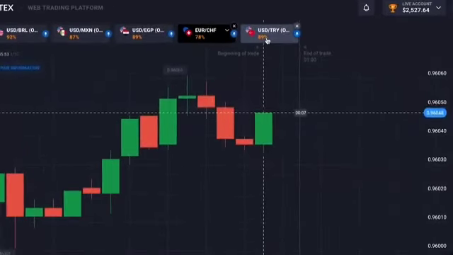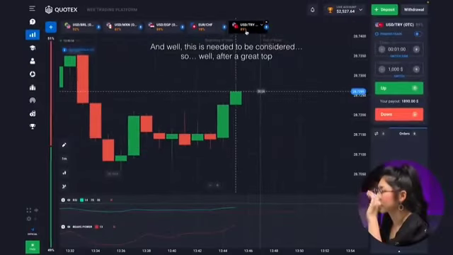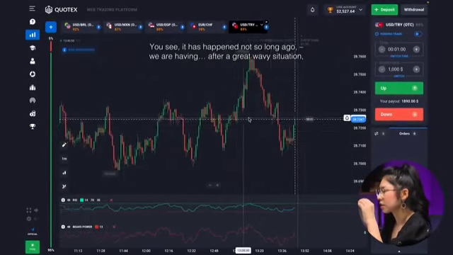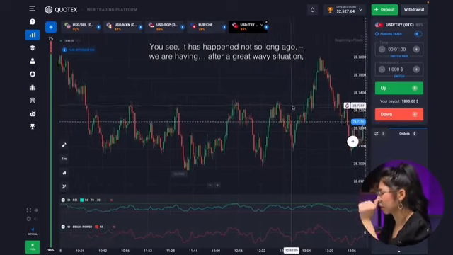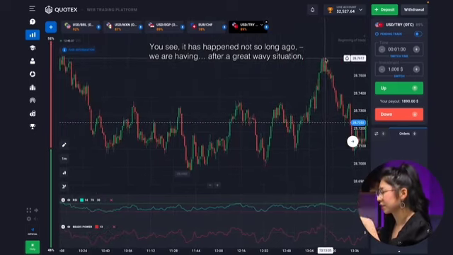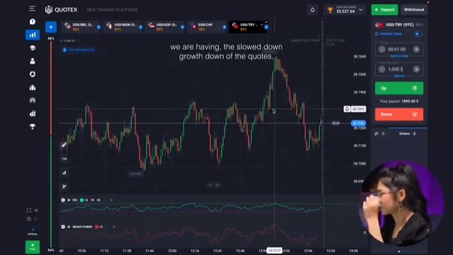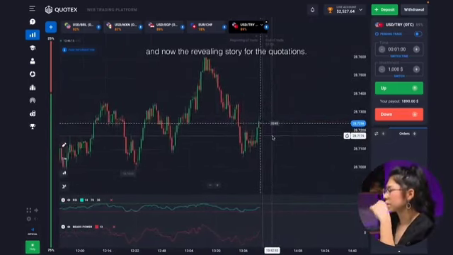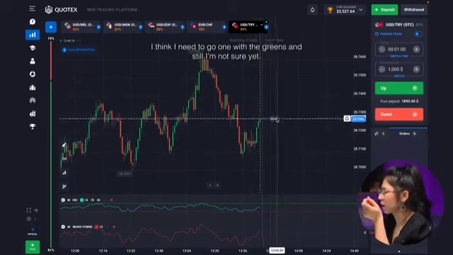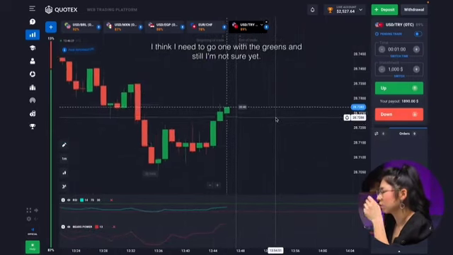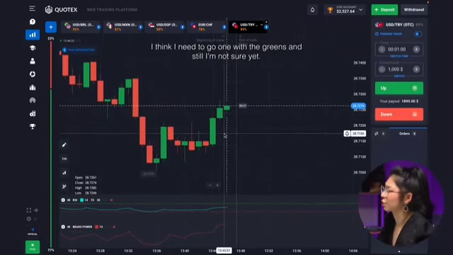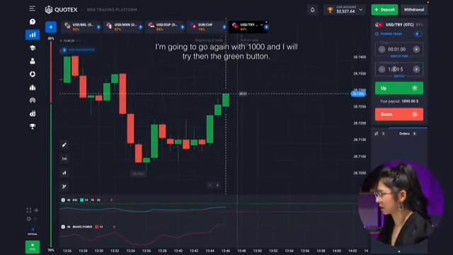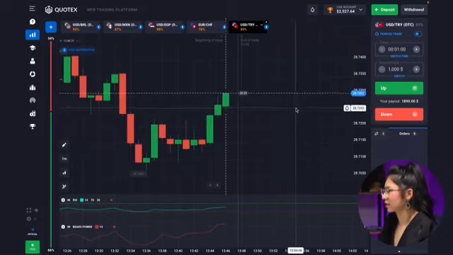Okay. Well, this is needed to be considered. After a great tap of the prices, you see it has happened not so long ago. We're having, after a great wave situation, a slow down, graph down of the quotes. And now the reveal started for the quotations. What should I say more? I think I need to go on with the greens, and still I'm not sure yet. I'm going to go again with $1,000, and I will try then the green button. So let's try.